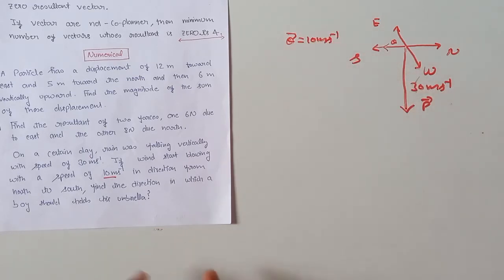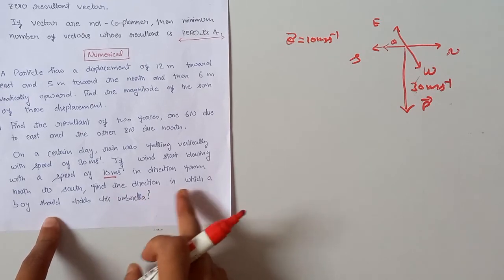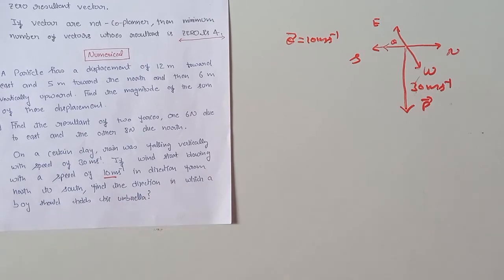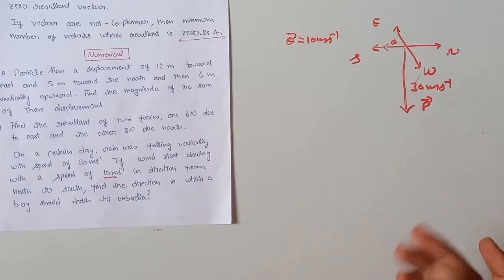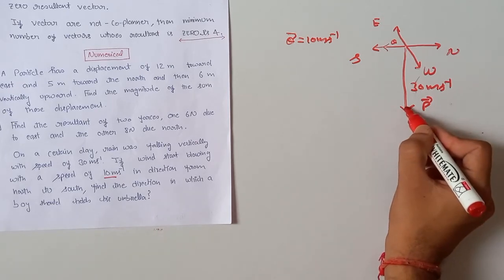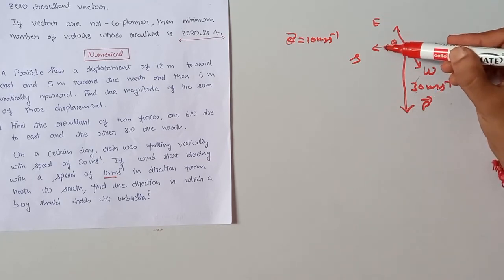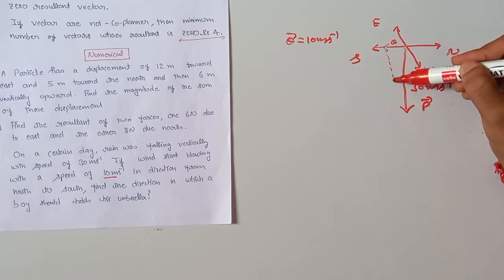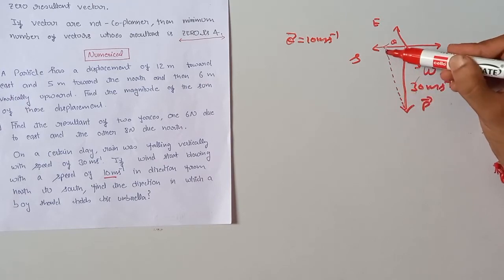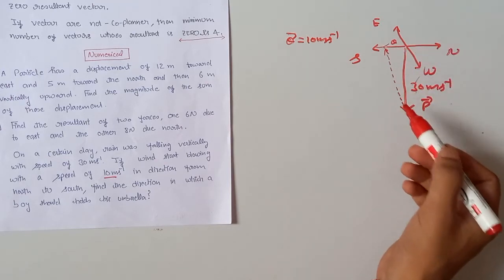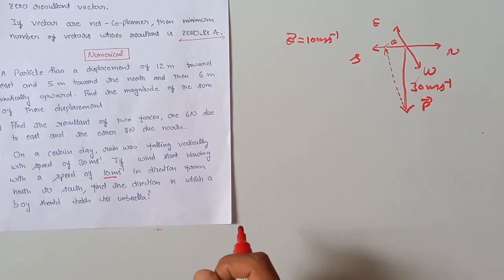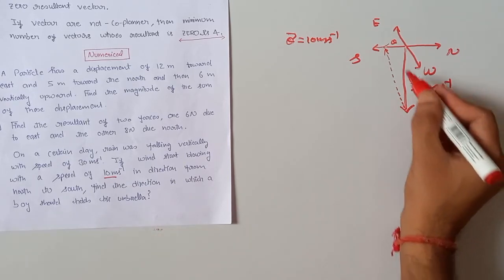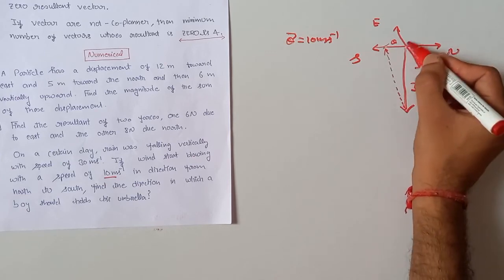We have to find the direction in which a boy should hold his umbrella. We have to calculate the direction of the umbrella. Let here be the boy. Then we have to calculate this direction. Let us join this point P and Q, and let this point be O.